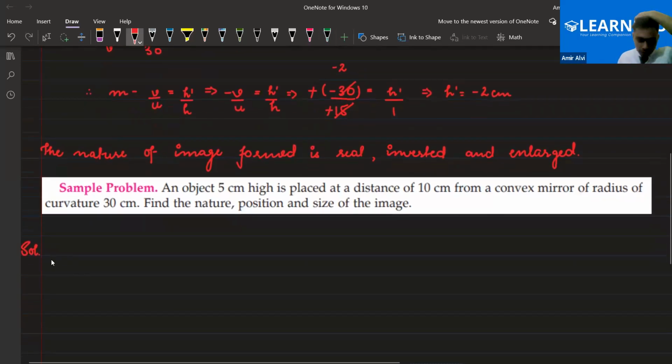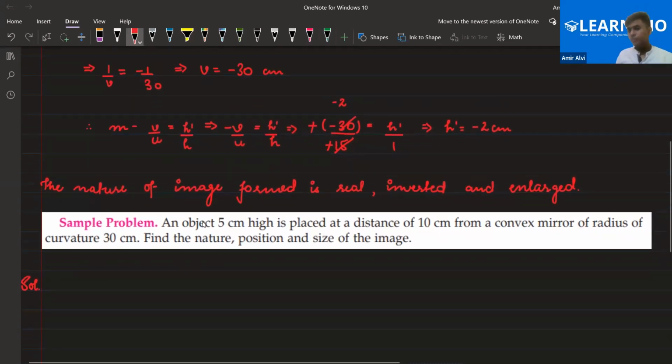Okay, everyone. So let's do this question. An object of 5 centimeter is placed at a distance of 10 centimeter from a convex mirror. The 5 centimeter is the height of the object, so the height h is basically 5 centimeter. It will be positive because it is above the principal axis, right? U is given to you as a distance of 10 centimeter from a convex mirror.